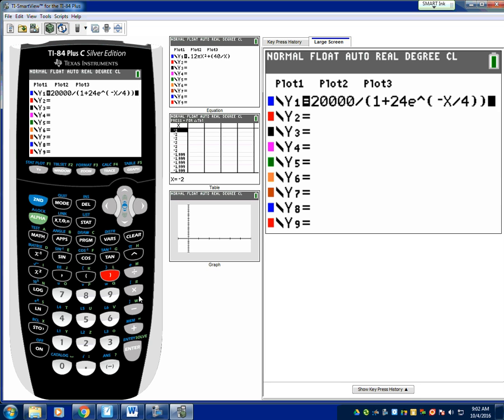So you have that typed, and I'll give you just 30 seconds or so to do that. If you're in the math type mode, it will have changed it over to a fraction for you. So it's 20,000 over the quantity 1 plus 24e to the power of negative x over 4. Finish your parentheses. Anybody need help with that?